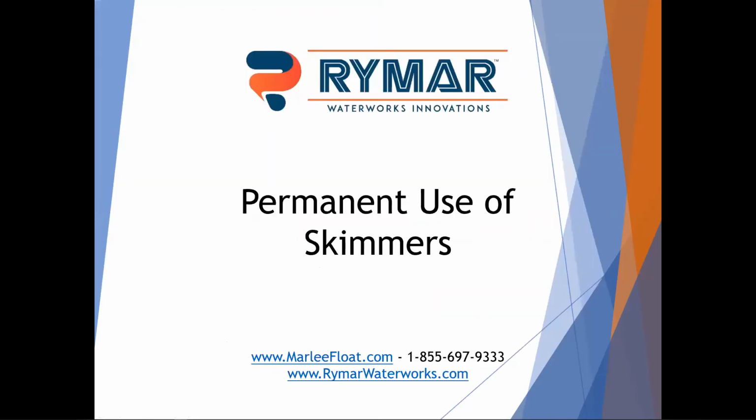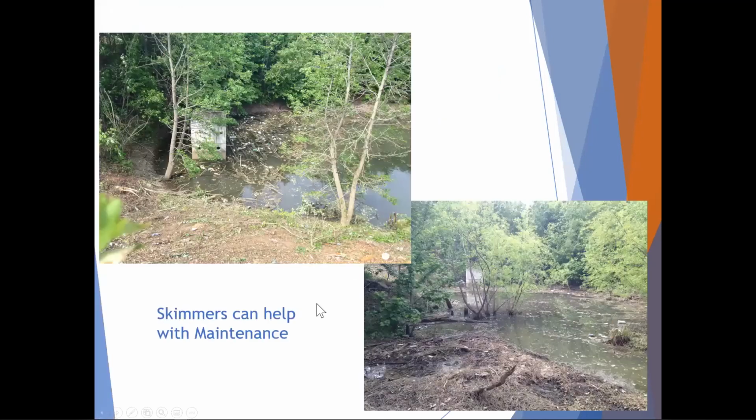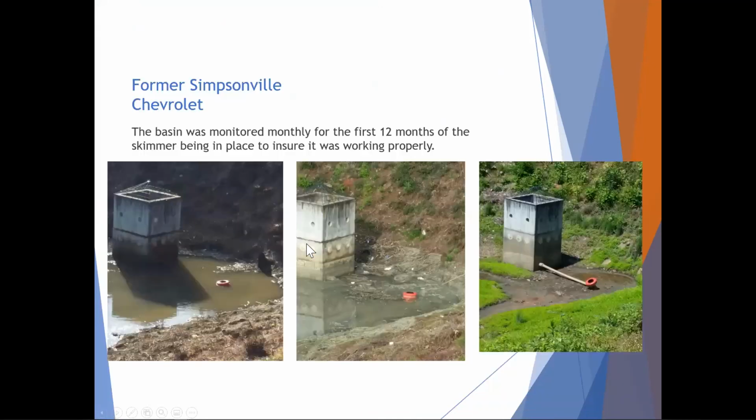So speaking of permanent, we're going to talk a little bit about permanent use of skimmers. I'm going to give you two quick examples. Skimmers can help with maintenance. This is a pond that was in really rough shape. You see all the trash and debris that's in this thing.